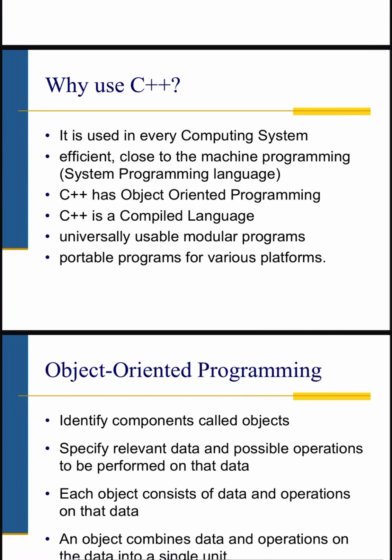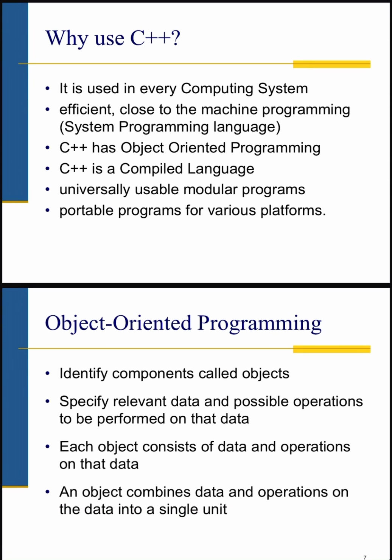So you talk about object-oriented programming in C++. Identify concepts called objects. Specify relevant data and possible operations to be performed on that data. Each object consists of data and operations on that data, and one object combines data and operations on the data into a single unit.